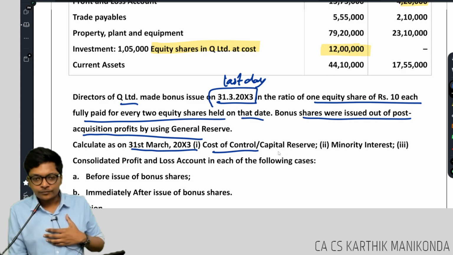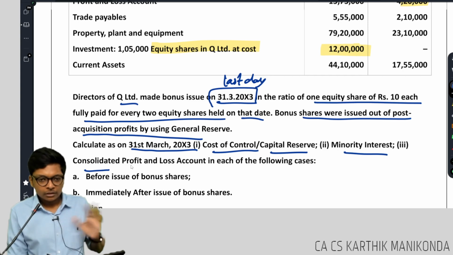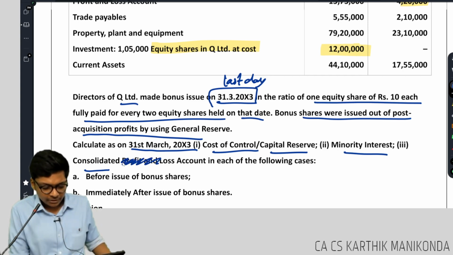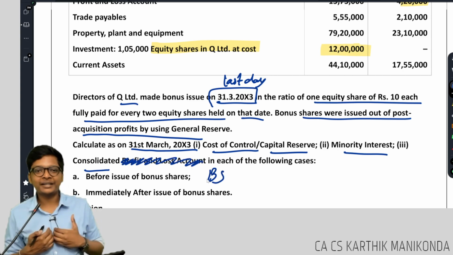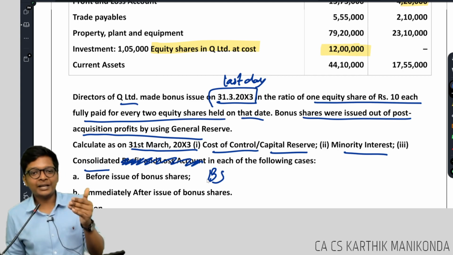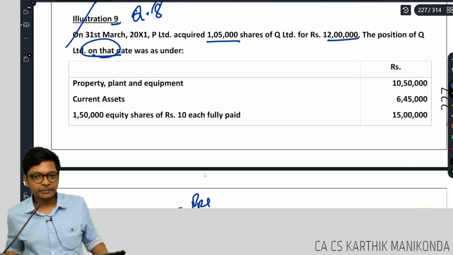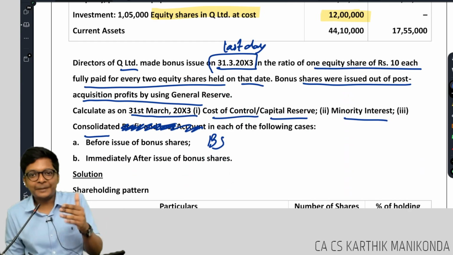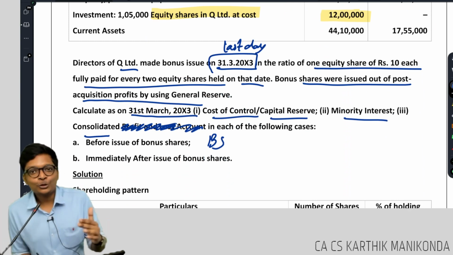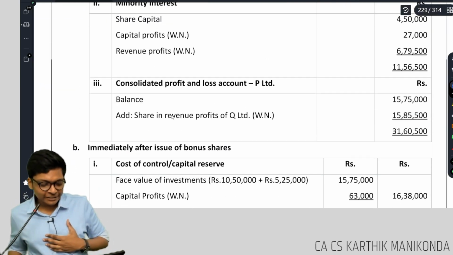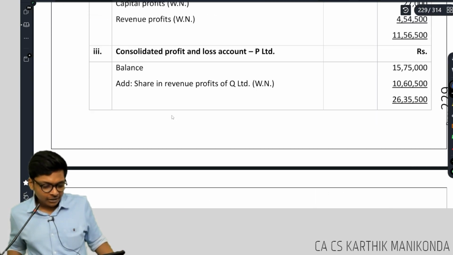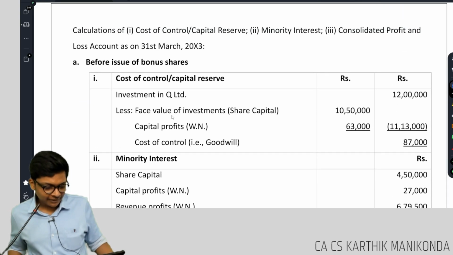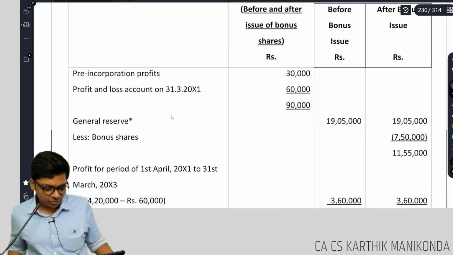Cost of control and capital reserve, minority interest and consolidated, sorry, printing mistake, it is consolidated balance sheet, not P&L. The printing mistake is in the book. Study mat also has P&L. How will I prepare P&L? Where do they give P&L? Consolidated balance sheet. This printing mistake was there in the old syllabus study mat also, carried forward to the new syllabus study mat. If you look at the solution, they would have prepared only the consolidated balance sheet. Balance sheet only will be there.